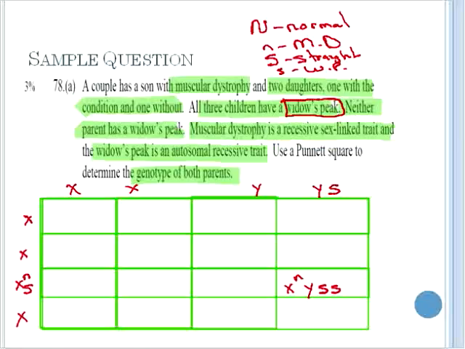So what we know thus far is that the mother passed on an X little n. She doesn't have muscular dystrophy. So we know that mom is X big N, X little n. She doesn't have a widow's peak. So she would be big S, little s. That's mom.